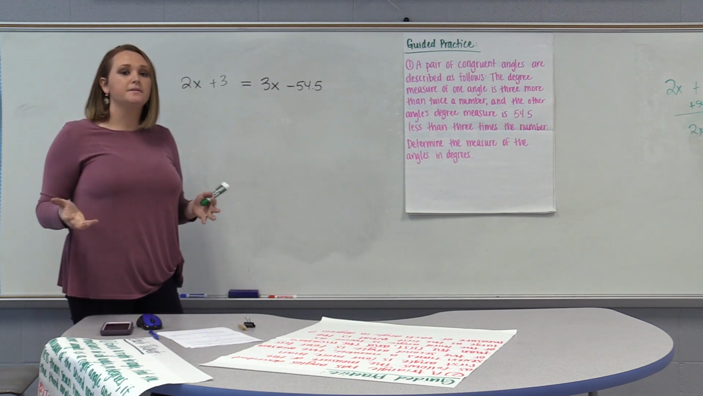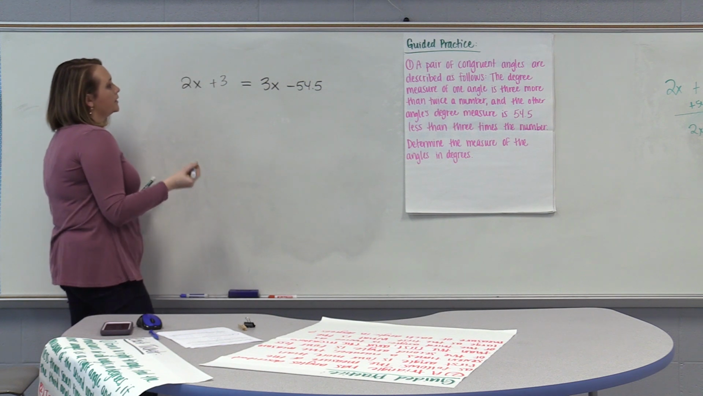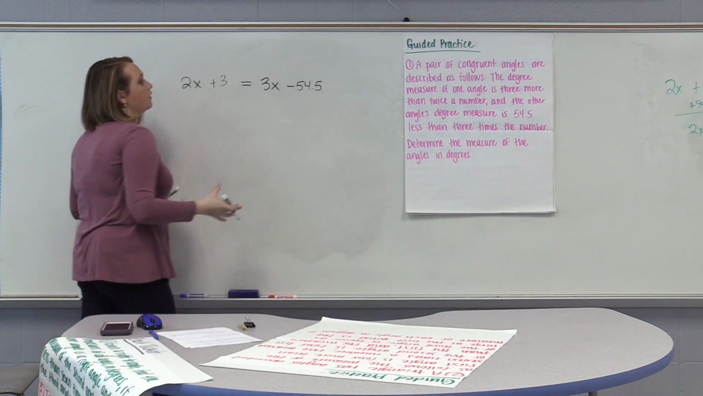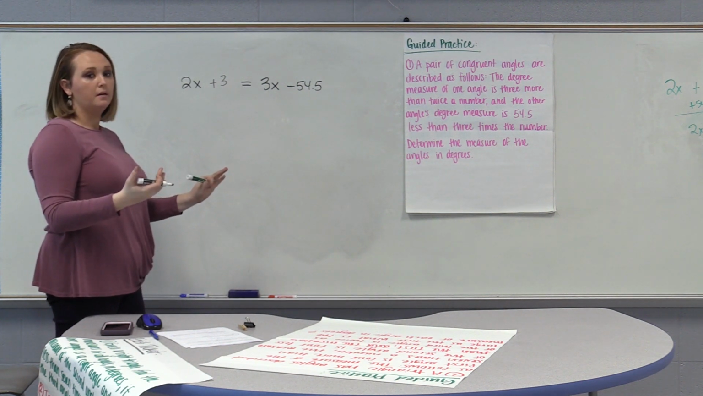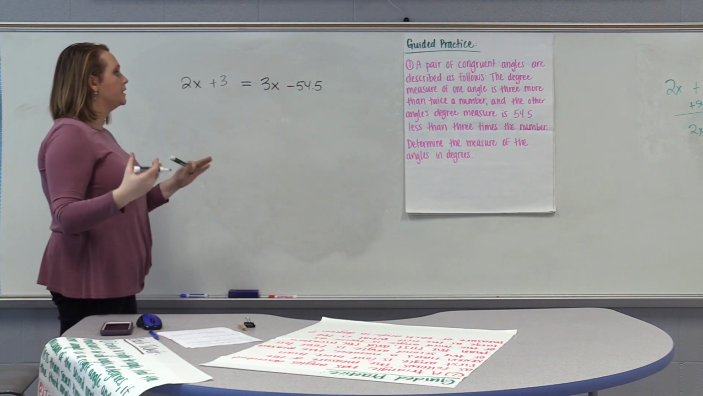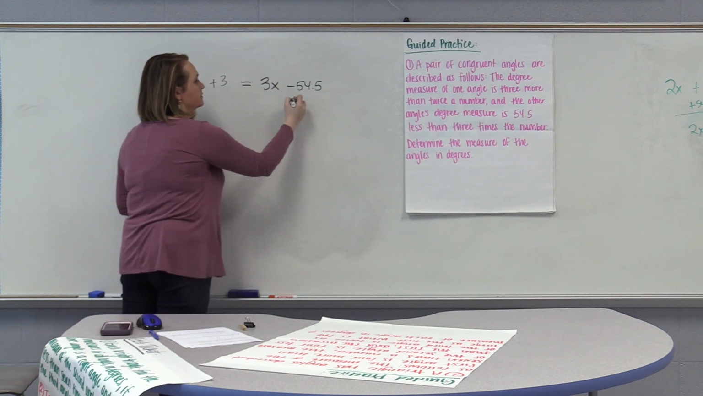Now let's solve and see what you came up with. I'm going to start by using the property of equality that states if A is equal to B, then A plus C is equal to B plus C, if C is 54 5/10.